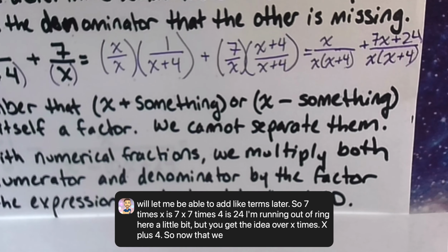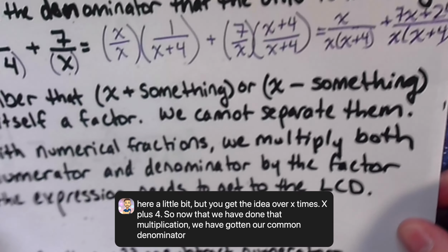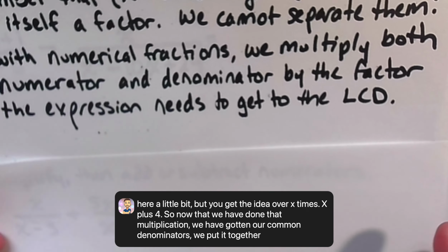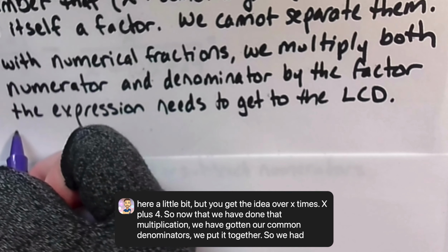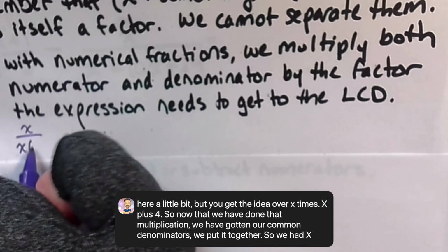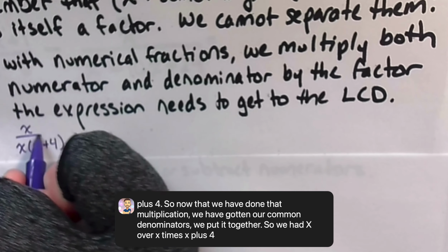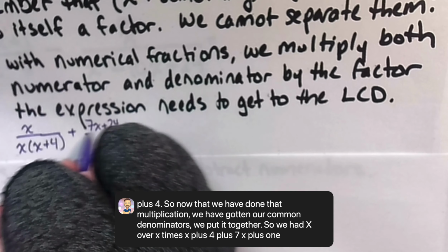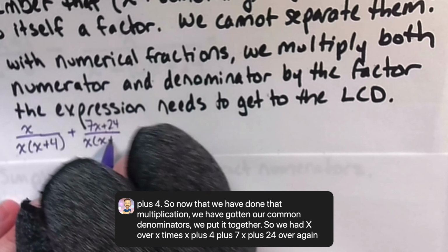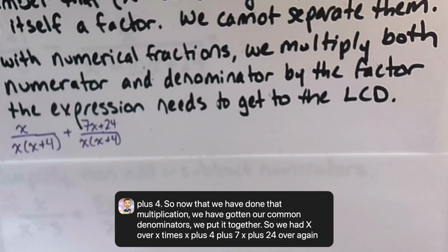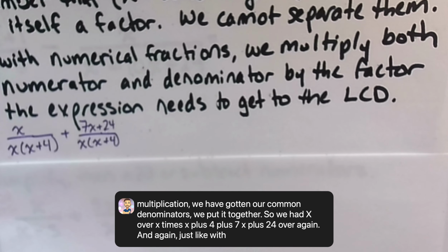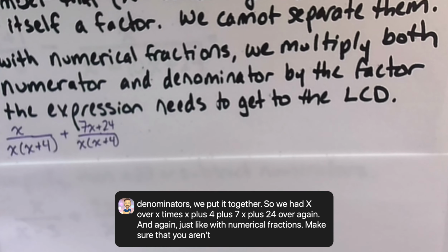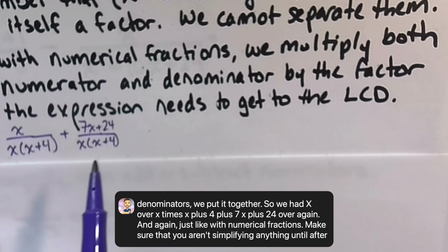So now that we have done that multiplication, we've gotten our common denominators, we put it together. So we had x over x times (x plus 4) plus (7x plus 24) over x times (x plus 4). And again, just like with numerical fractions, make sure that you aren't simplifying anything until after you have done the operation you need to do.